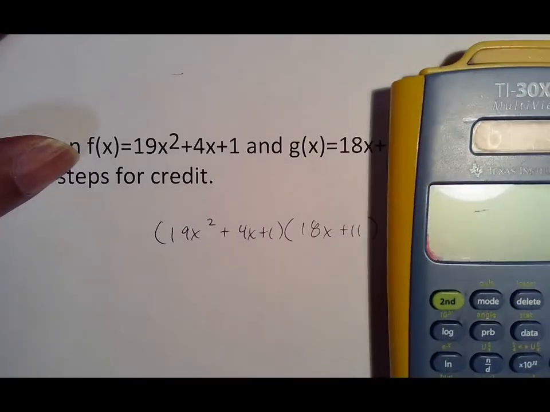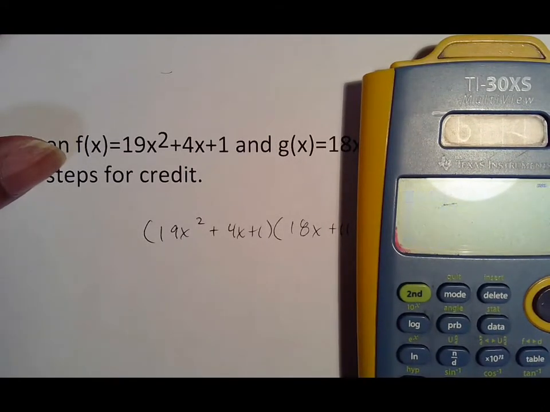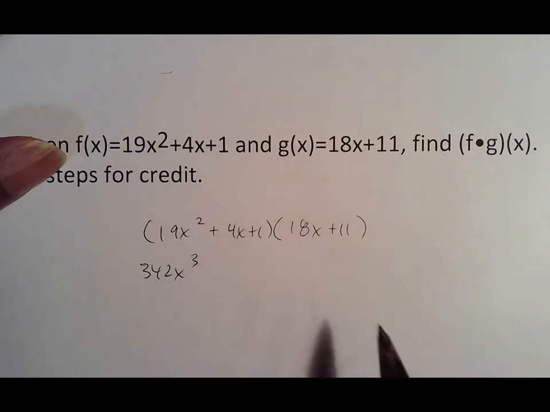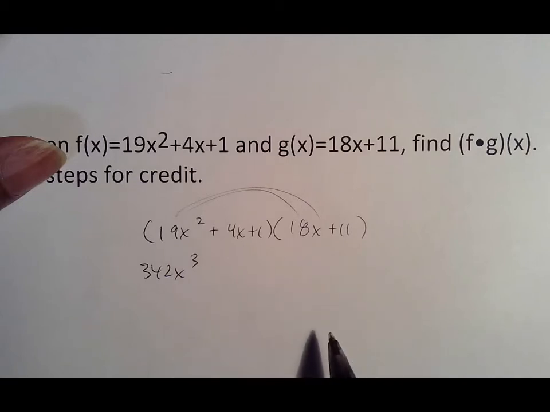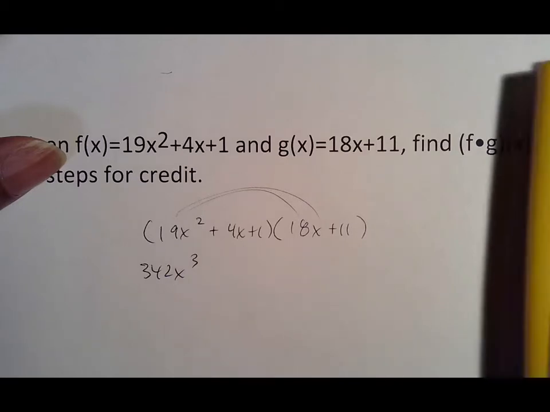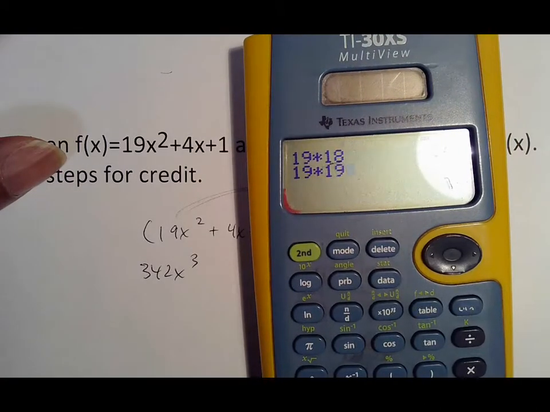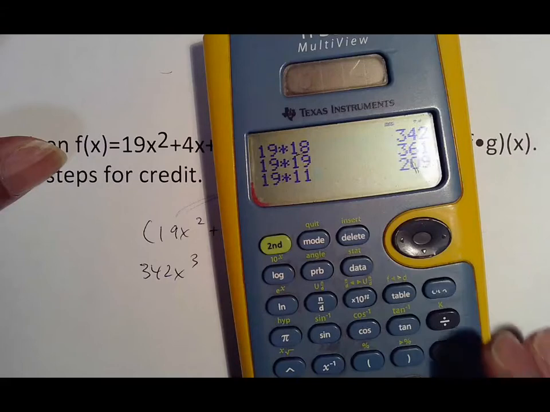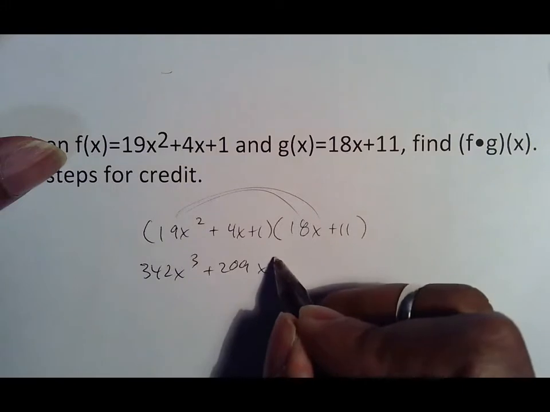But other than that, let's go ahead and see what we got. So 19 times 18, just can't seem to type today. So 342x to the third. 19 times 19 should be 209. I don't know. It's more than that. I know better than that. I'm sorry, 19 times 11. It's early, I'm sorry. It is 209. And that would be 209x squared.